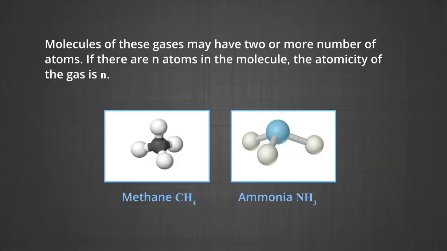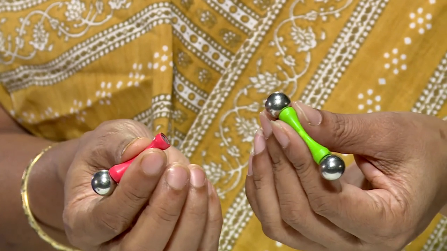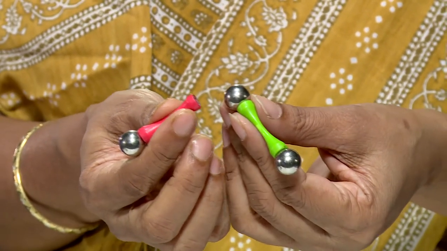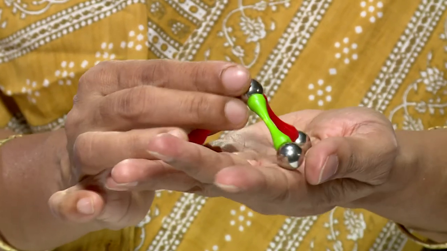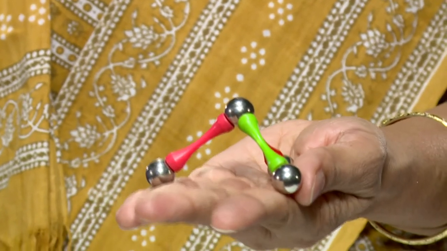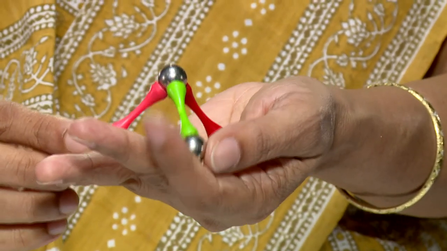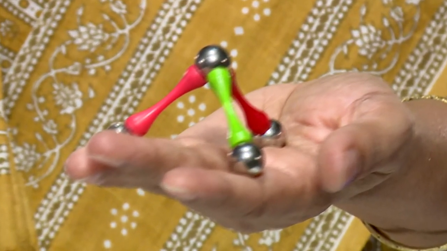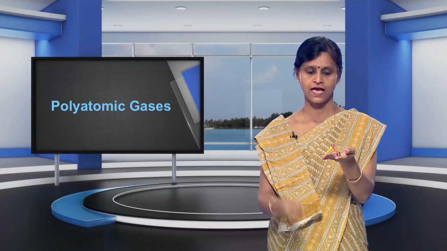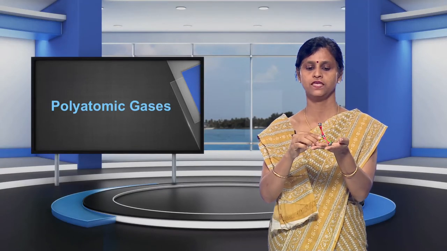Polyatomic gases. Molecules of these gases may have two or more number of atoms. If there are n atoms in the molecule, the atomicity of the gas is n. Some common examples are methane, ammonia, etc. I'll show now the model of a polyatomic molecule, and you can see that a polyatomic molecule can look like this, and this is representing the model of ammonia. Similarly, I can have the model of methane.